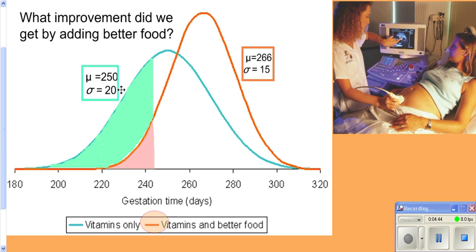So those that had just vitamins, the average date from conception that they gave birth was 250 days. Well, when you're dealing with vitamins and better food, the average date that they gave birth was 266 days from conception, with a standard deviation of 15. That's the orange. You'll notice at 240 here, we have more of the bluish green than we do the orange, which means we have more preemie babies being born with just the bluish green, just the vitamins.